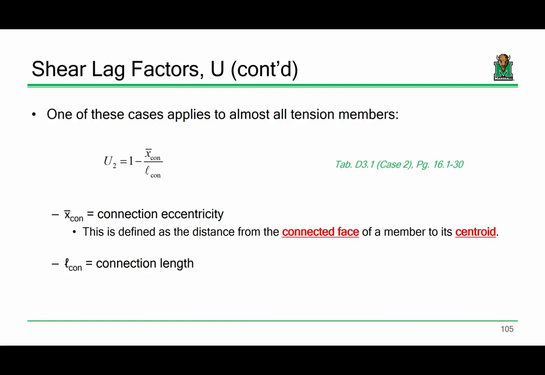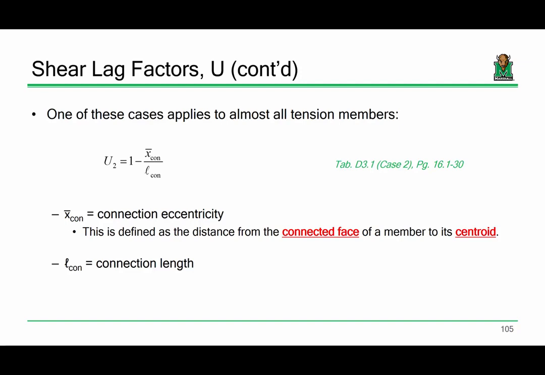Okay? Now, specifically, X bar is defined as the distance from the connected face to the centroid. Okay? The connected face to the centroid. And I want you to be absolutely clear about that, because if I give you a channel, do you look up the X bar? Do you look up the Y bar? It depends on the problem that you're looking at. Okay? So you need to be clear.